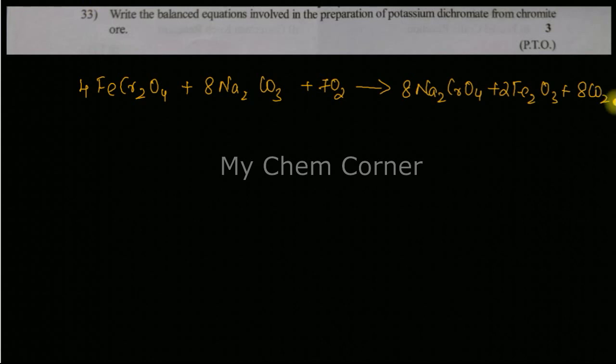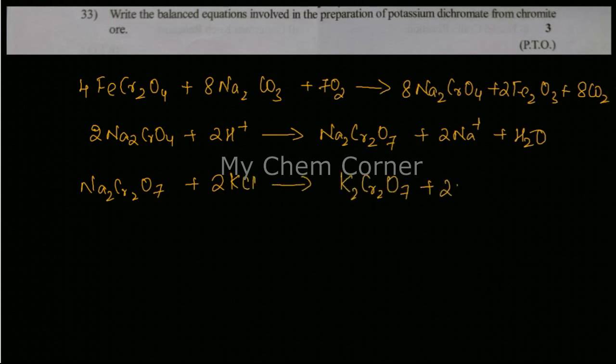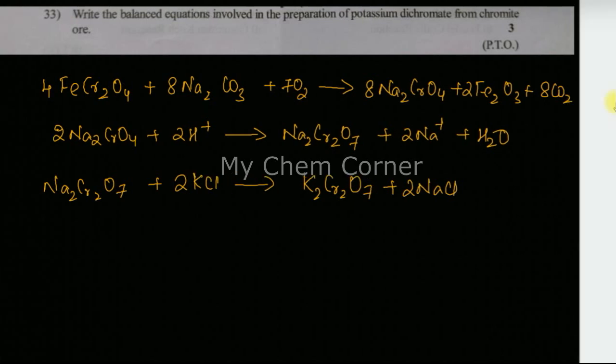Now this sodium chromate will react with acid, so it will be treated with H+ to form Na2Cr2O7 + 2Na+ + H2O. Now this sodium dichromate will react with KCl to form K2Cr2O7 + 2NaCl. It's a 3-mark question, so each equation with proper balancing will give you marks. Alright, so that is your answer for question number 33.